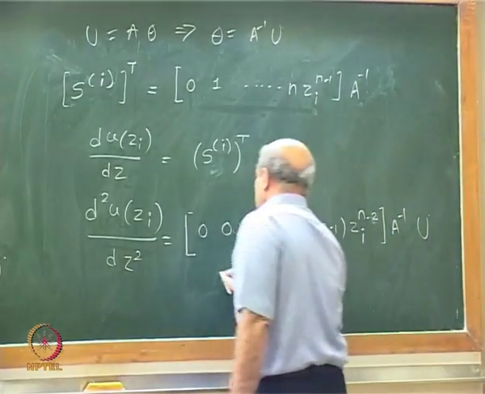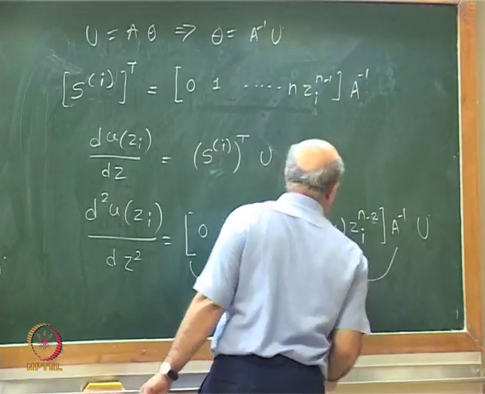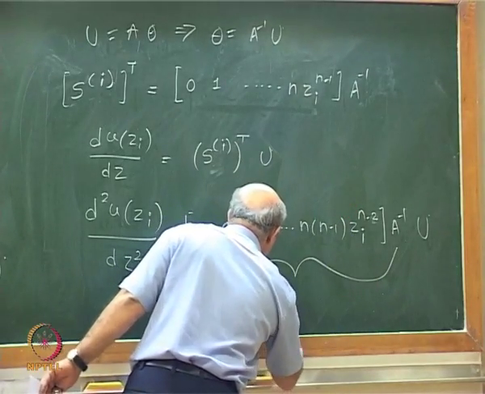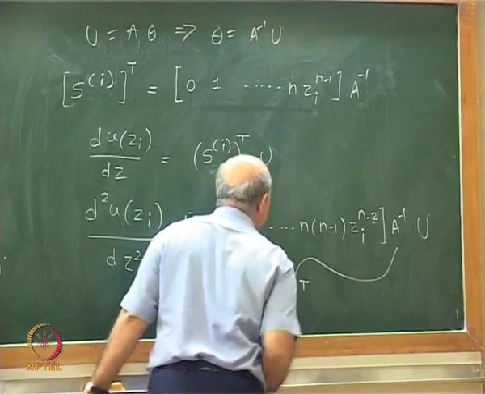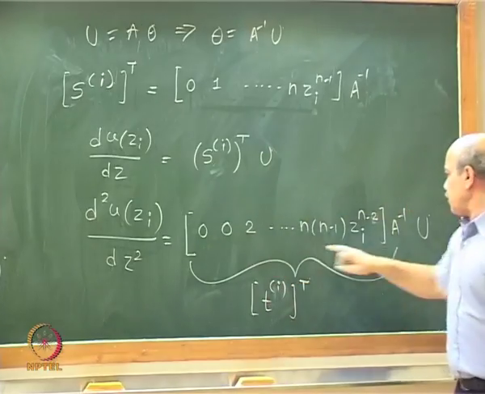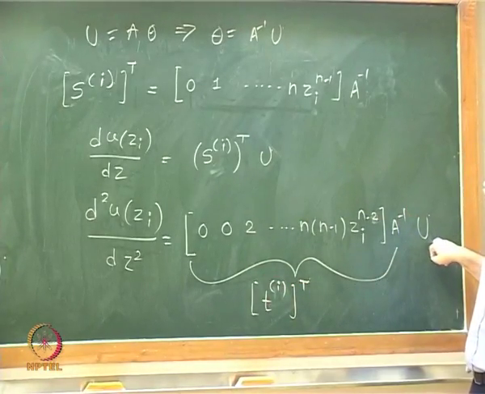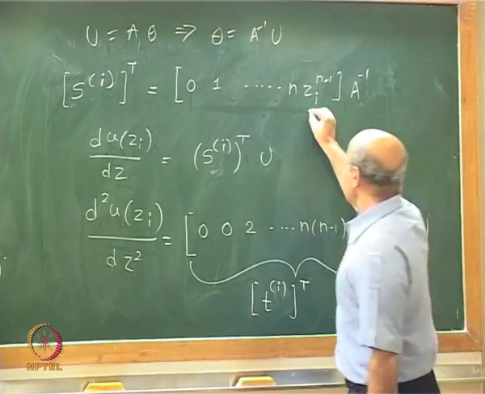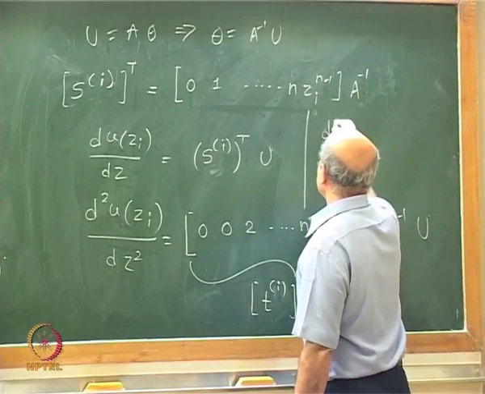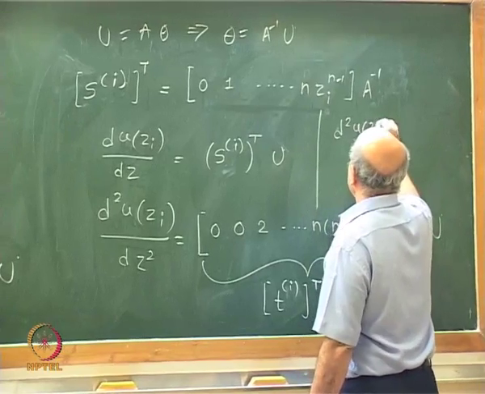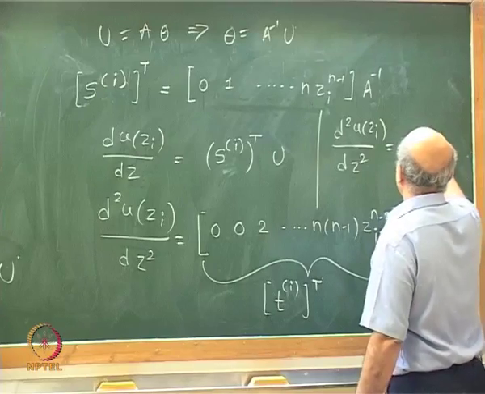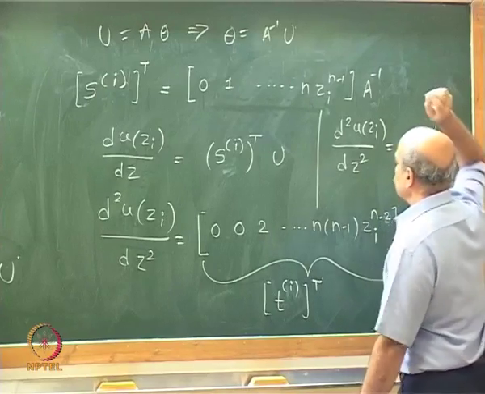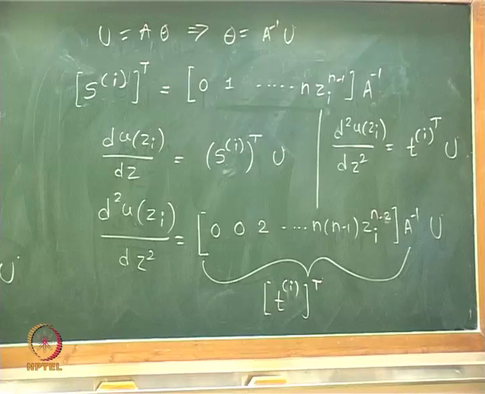We decided to call this particular vector Ti transpose into U. Which means I have an expression that d2u at zi by dz square is equal to Ti transpose into U. I have the expression.